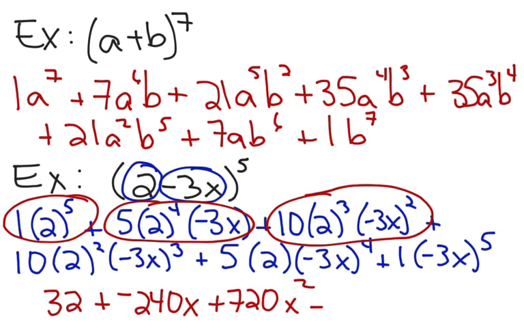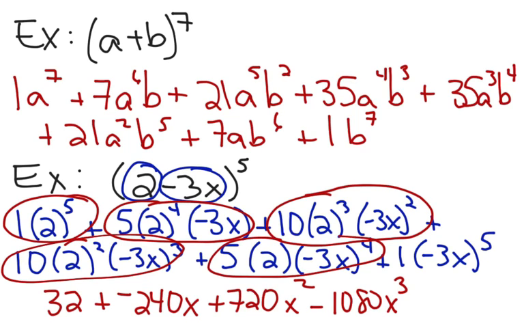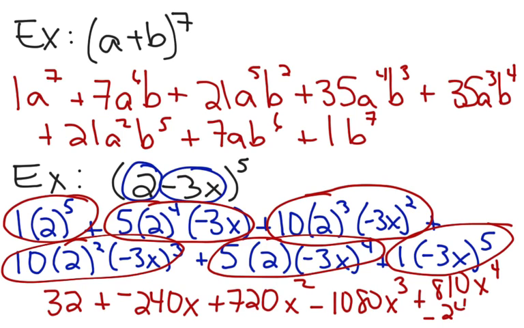The next term is going to be negative. 10 times 2 squared is going to be 40, and 40 times negative 3 cubed is negative 27, is going to be 1080 x to the third. I should say this is what I just did. Now let's do this one. 5 times 2 is 10, and negative 3 to the fourth power is 81, so 81 times 10 is positive 810 x to the fourth. And then the last one is going to be negative 3 to the fifth power, which is going to be negative 243 x to the fifth.